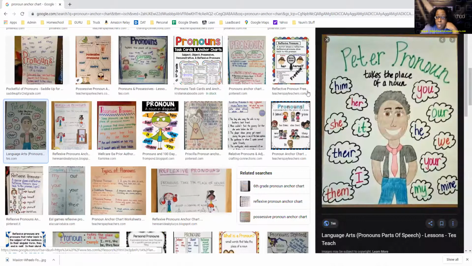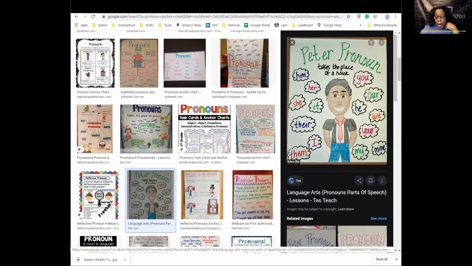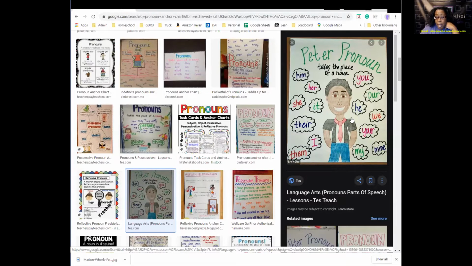I'm just going to look at this one. It says Peter Pan. Let's see. Peter Pronoun is what it says. Takes the place of a noun. Peter Pronoun takes the place of a noun. Him, her, she, it, their, I, them, you, our, he, we, you. Okay, so this is a good one.